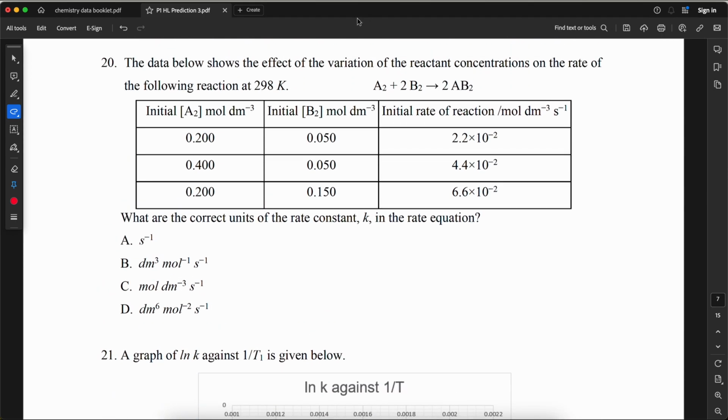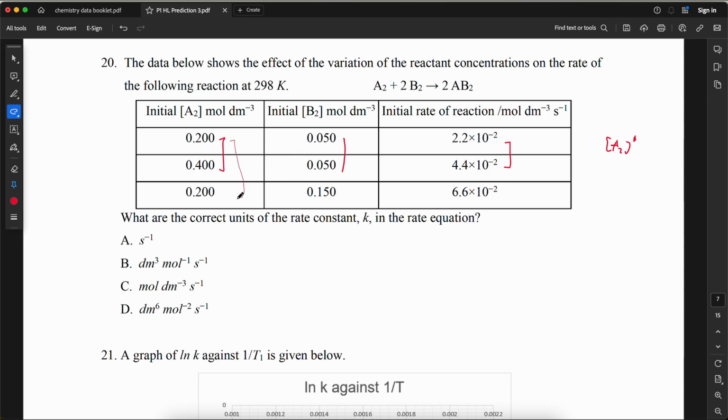The data below shows the effect of the variation of the reactant concentration on the rate of the following reaction at 298 Kelvin. So this is the reaction. First we need to find the order of reaction for the concentration of A2 and then B2. For A2, we can see this one is the same. So this doubles the concentration, and you can see it doubles the initial rate of reaction. So A2 would be first order.